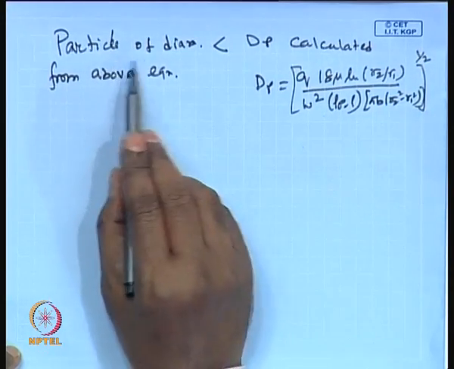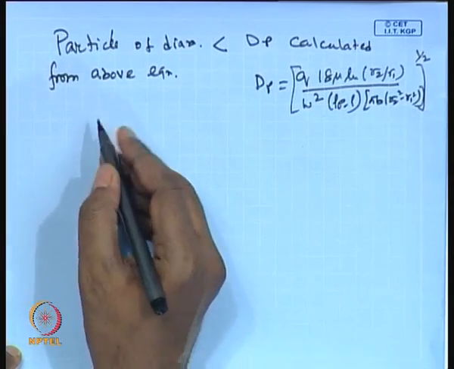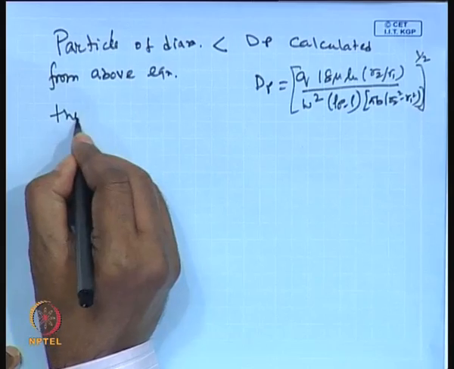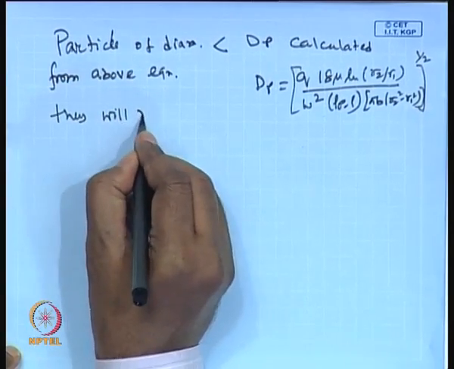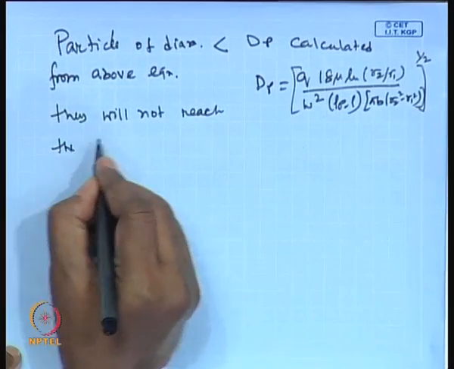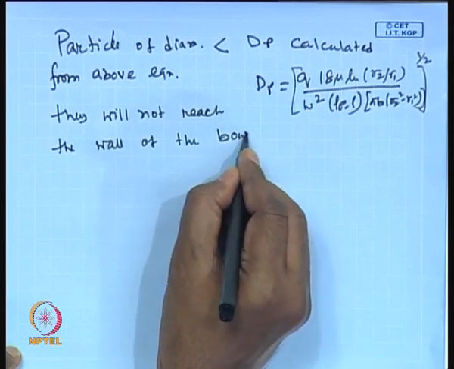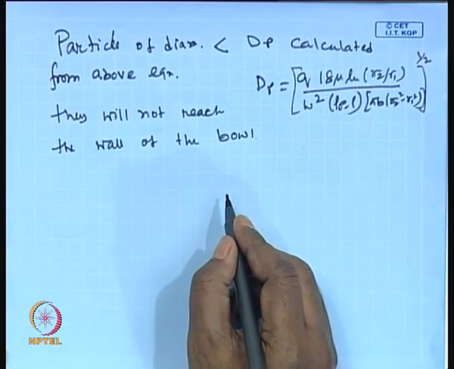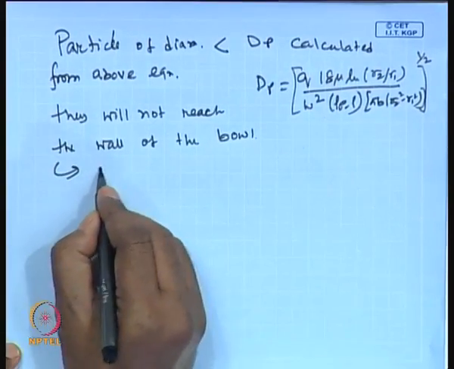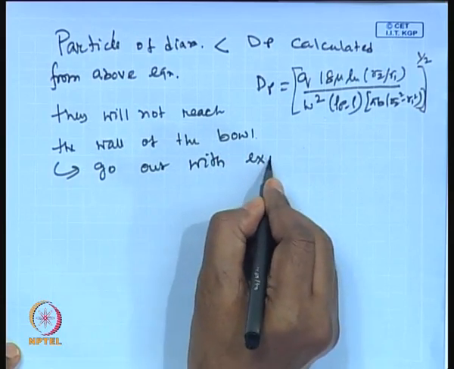So, if the particle diameter is less than dp calculated from this equation, then they will not reach the wall of the bowl. Where will they go? They will go with the effluent stream, they will be going out with the outgoing stream along with them. And they will go out with the exit liquid stream.